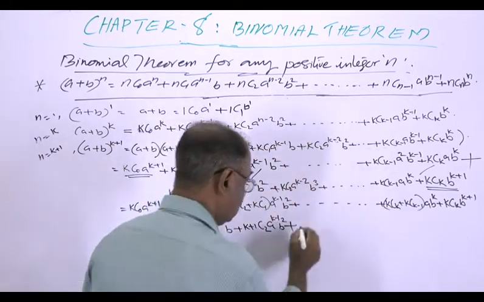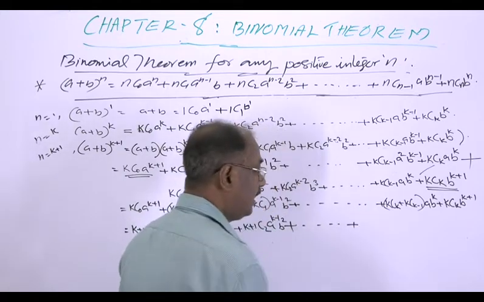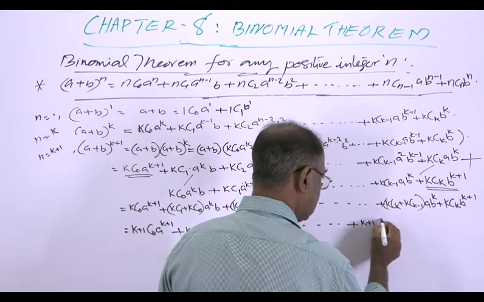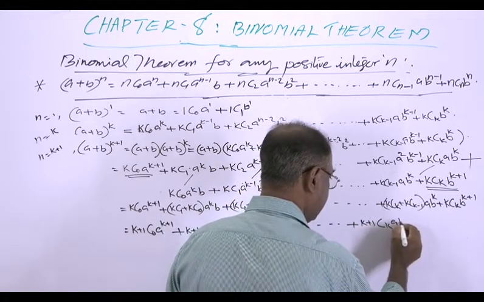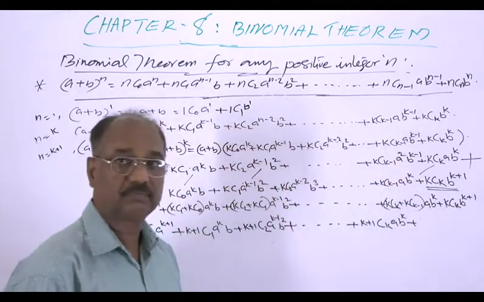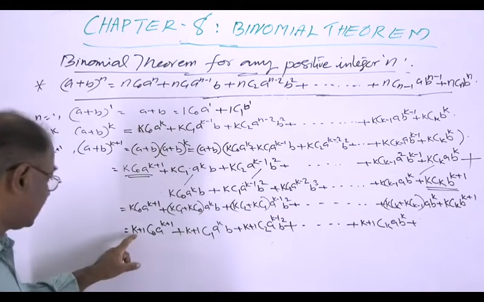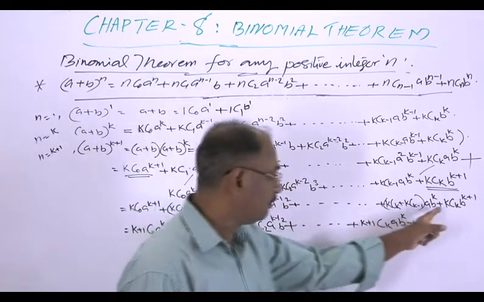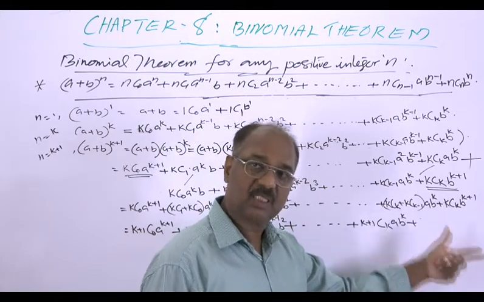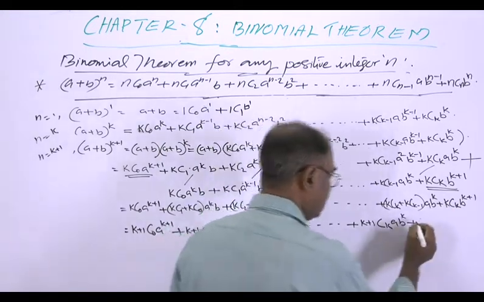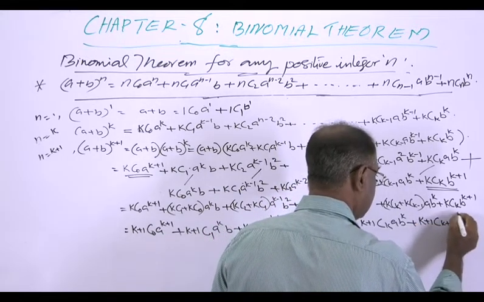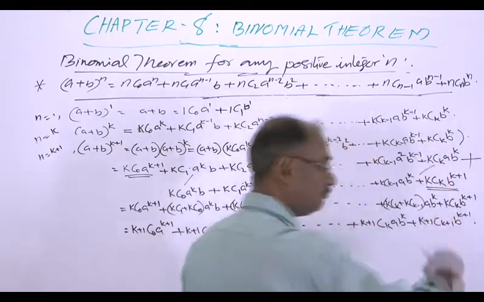etc. kCk plus kC(k minus 1), which is k plus 1 Ck a b raised to k, plus kCk b raised to k plus 1. Similarly as in the first case, this is of the form nCn, which is equal to 1. So this can be written as k plus 1 C(k plus 1). So we write this, which is k plus 1 C(k plus 1) b raised to k plus 1.